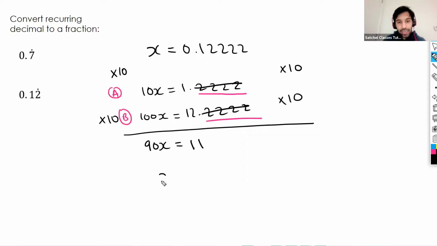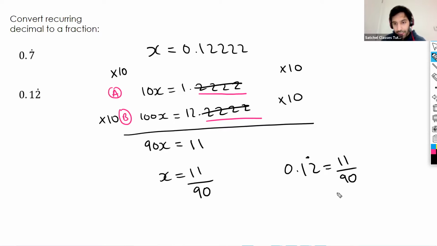So now x is equal to 11/90. And again, I can write 0.12 recurring is equal to 11/90. And if I write 11/90 in my calculator and press the SD button, I'm going to get 0.122222 recurring. So my answer is correct.